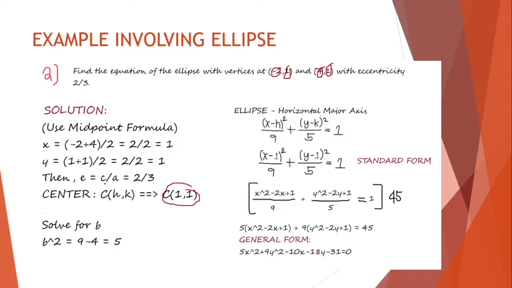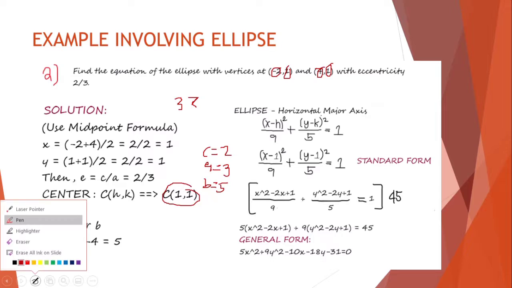The eccentricity, we have 2/3 kasi given ng eccentricity natin where C is equal to 2 and A is equal to 3. So, by finding B, nahanap na rin natin, we have B is equal to 5. So, 3 is less than 5.